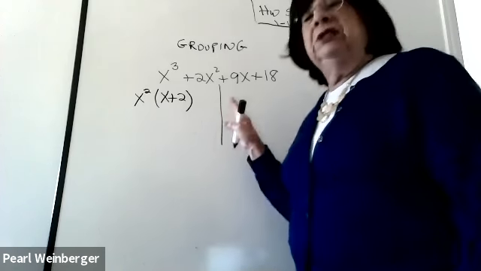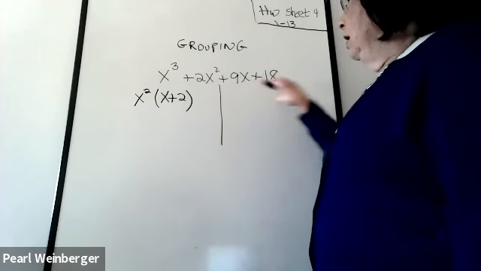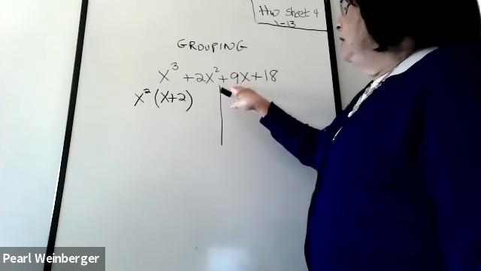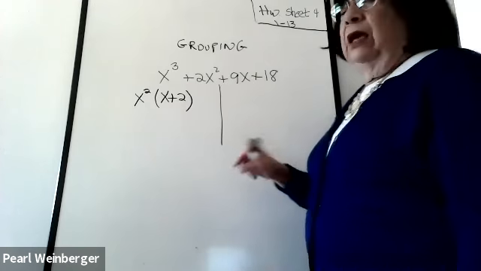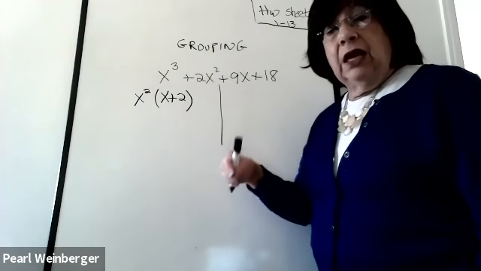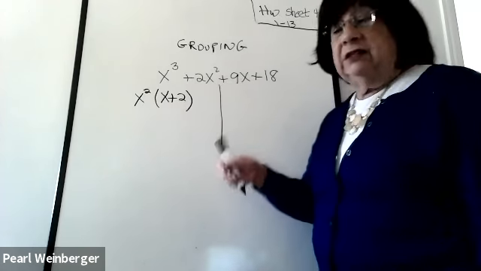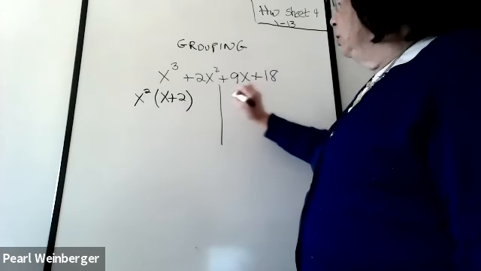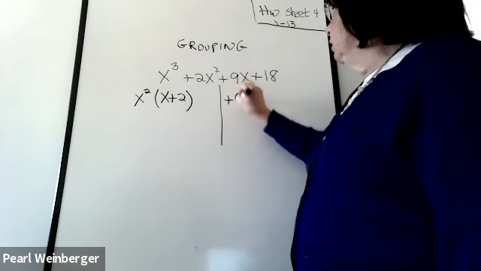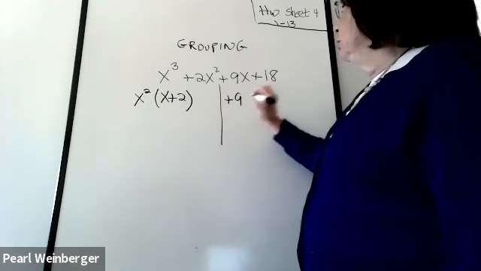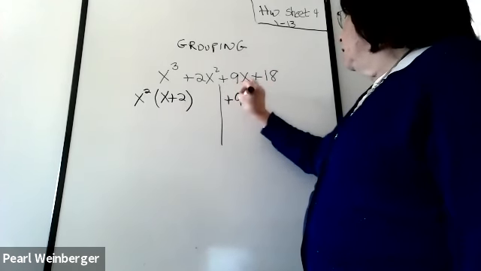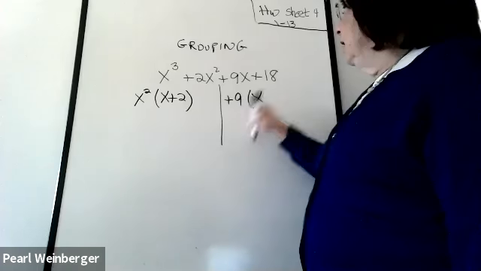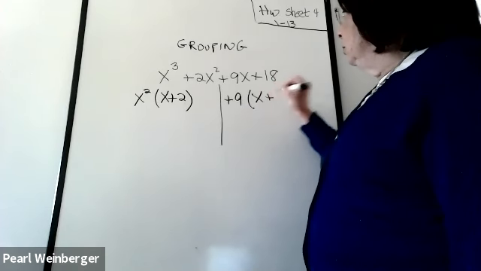Then go to your second group. Forget about your first group, go to your second group. You have a 9x and an 18. And think, is there a common factor in that second group? And yes, there is a 9 that goes into both terms, but there's no x's, so it's just plain 9. And 9 into 9x gives you x, and 9 into 18 gives you 2.